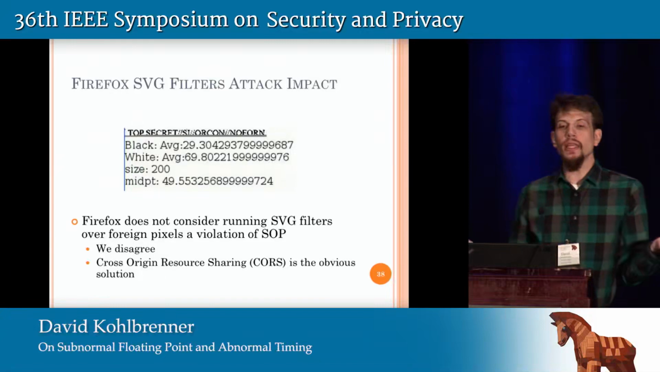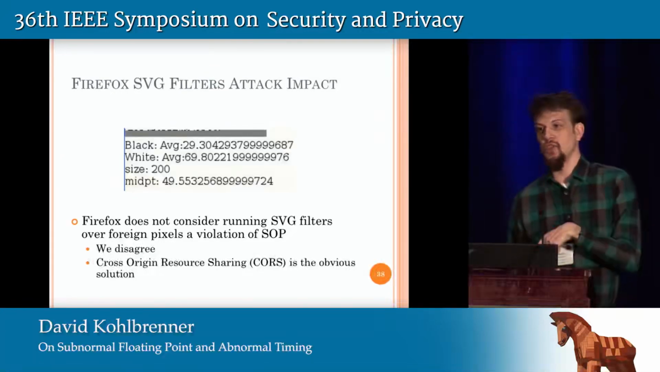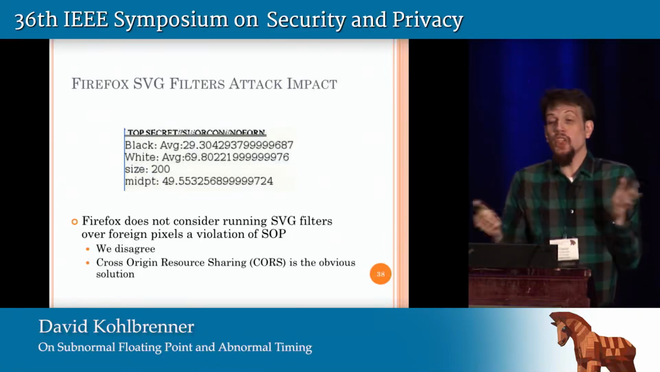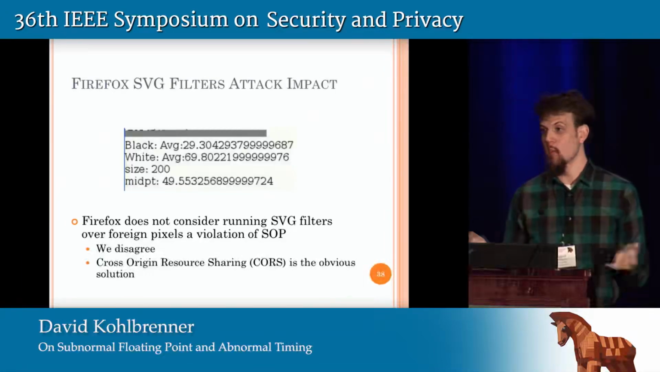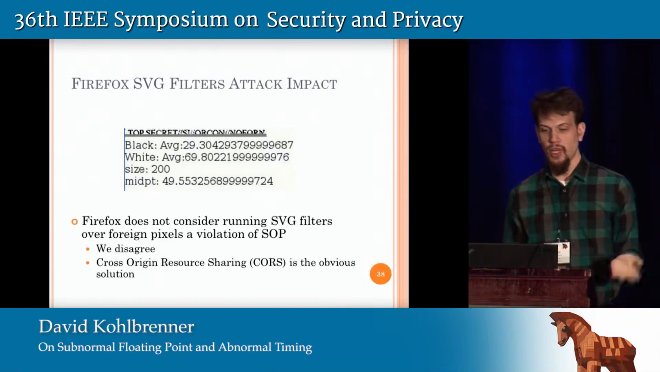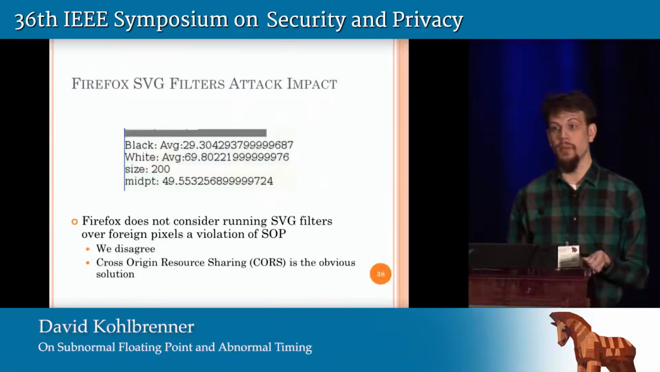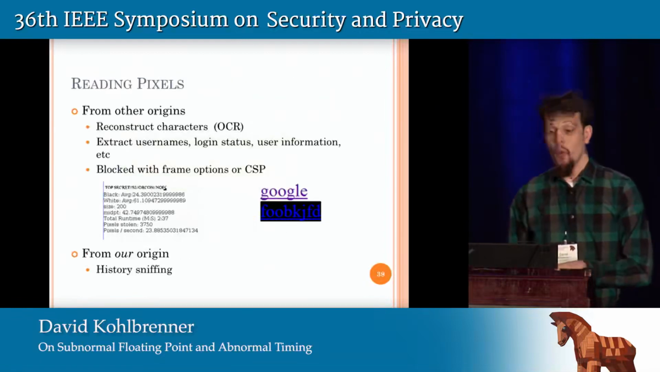Well, maybe you want to read some internal websites that you can't access internally on an intranet, and you'd like to read some pixels from that web page. Firefox currently doesn't consider running SVG filters over foreign pixels a violation of the same origin policy, and I think between Paul Stone's work and ours, that really should change. CORS or CSP or one of these standards should be applied, and computing over foreign pixels just really should not be allowed. Well, what can you do with this?